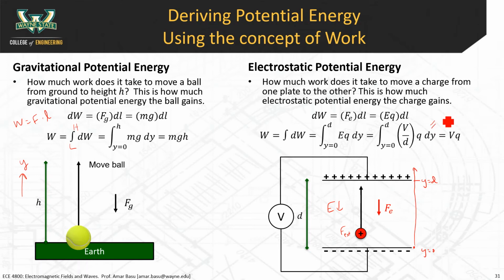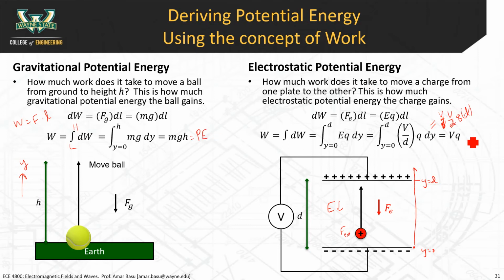You get V over d times Q. And what you have in the integral from y equals 0 to d of dy is equal to d. So these two d's cancel, and you're just left with V times Q. So that is the amount of work that you put into the system when you move this charge from this plate to this plate. Okay, and that is why the potential energy is now equal to V times Q. So the potential energy of the ball is equal to mgh.